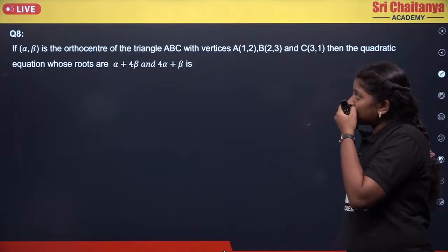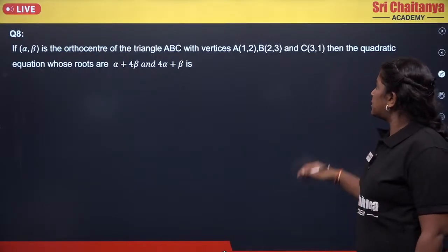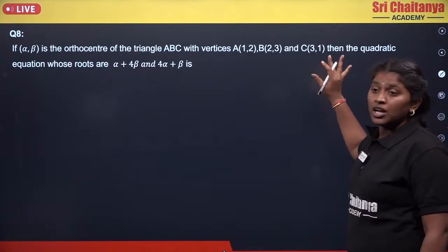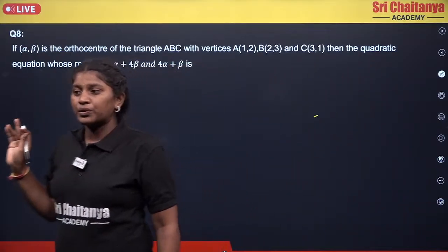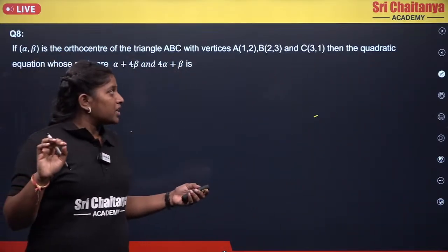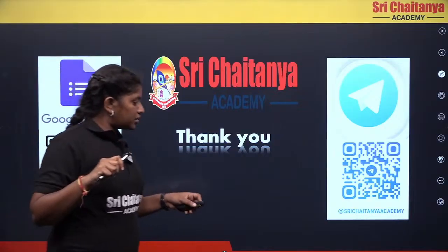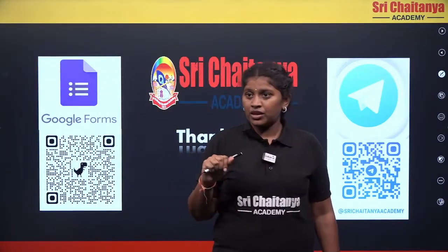Now moving to the next. If alpha comma beta is the orthocenter of the triangle with the given vertices, then find the quadratic equation. This question is the same as our previous question, so you can take it as your homework. Now moving to the next, end of the question, end of the session.